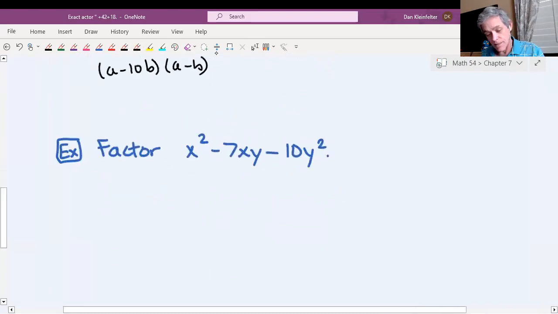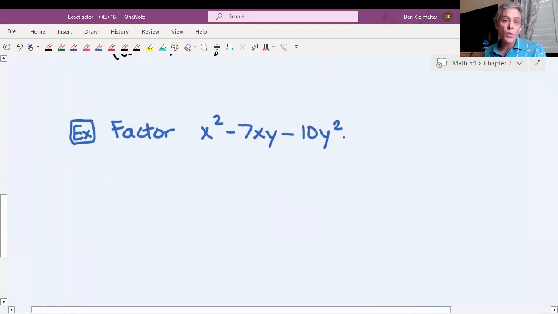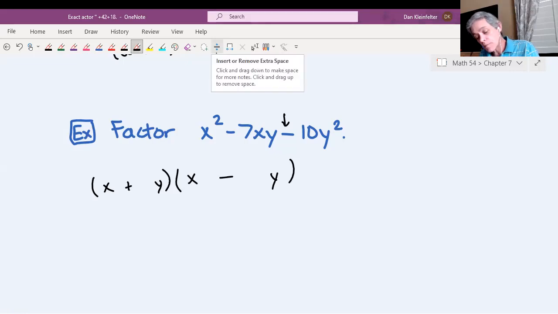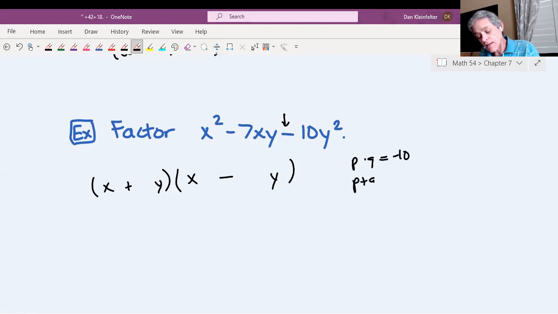Okay, we are almost done with this, I think. One more. This time both the signs are negative. We'll have x's in the front and y's in the back. We're looking for two numbers that have different signs. So one's plus and one's minus. We're looking for numbers that multiply to be negative 10 and add to be negative 7.